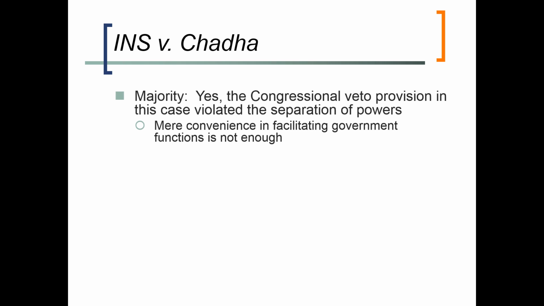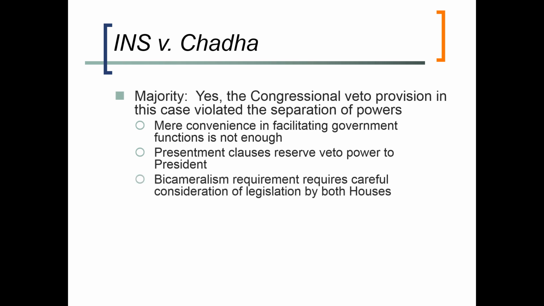But the majority in Chadha says that is not enough to override a real problem with separation of powers. In particular, the majority has two problems here. One is with the presentment clauses, and the other is with the bicameralism requirement. The presentment clauses are in a number of places in the Constitution that indicate that the legislature adopts some legislation, and that must be presented to the executive, and the executive must approve it. And this is where the executive is able to veto legislation presented by Congress.